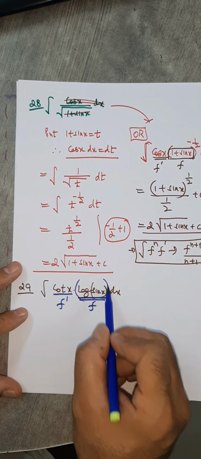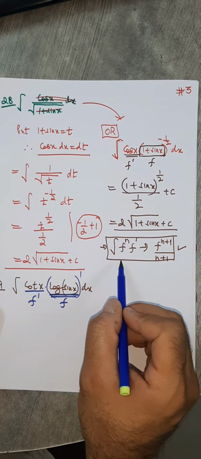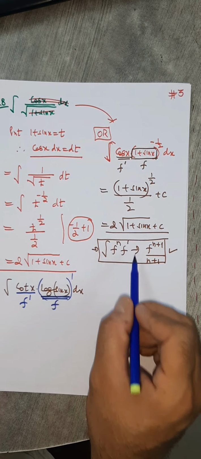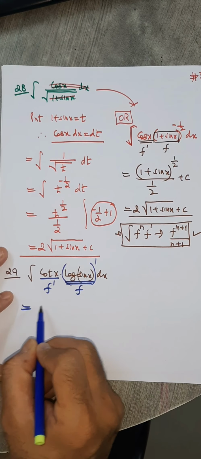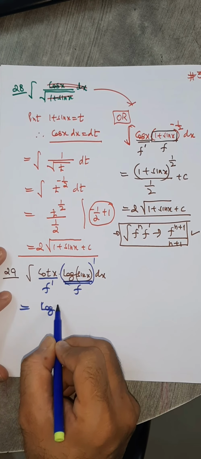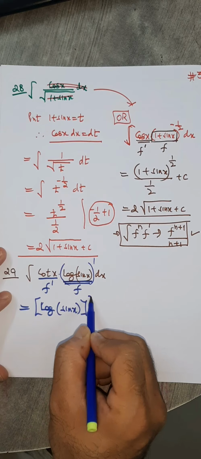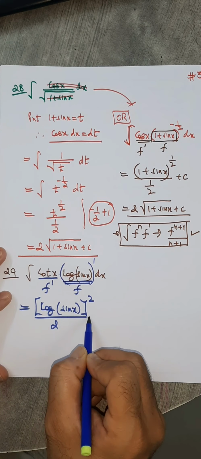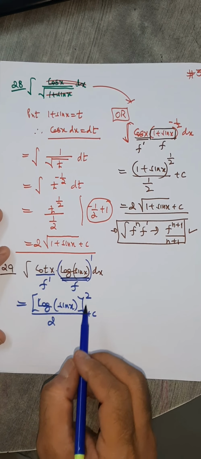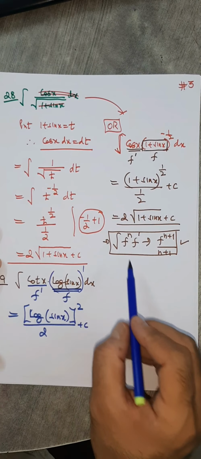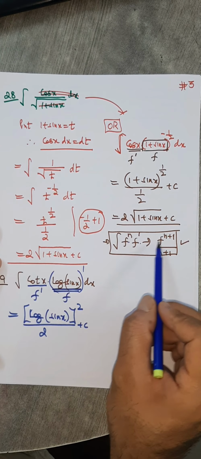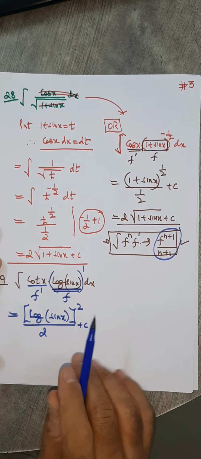Now what is power here? 1. So again using the same formula, this formula. What's answer to this? Raise the power by 1. So log of sine x the whole square by 2 plus c. Which formula I've used? The same formula, f raised to n into f dash. Increase the power by 1 divided by the same number.